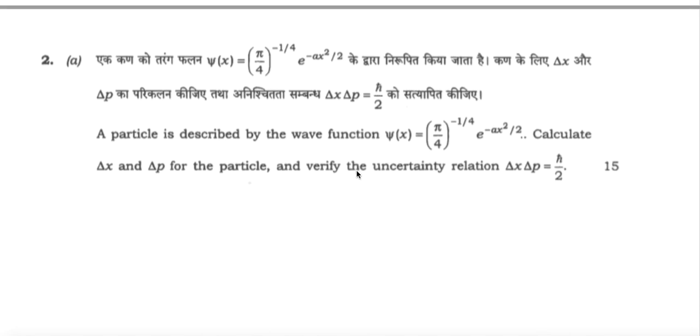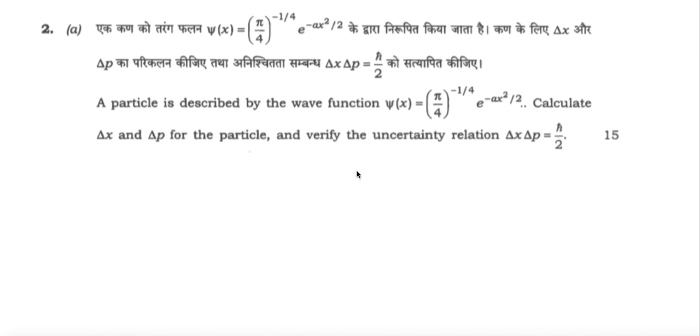The question is: a particle is described by the wave function psi of x equal to (pi by 4) whole raised to minus 1 by 4 e raised to minus ax square by 2. Calculate delta x delta p for the particle and verify the relation delta x into delta p equal to h cross by 2. So let us see how we can do this question.